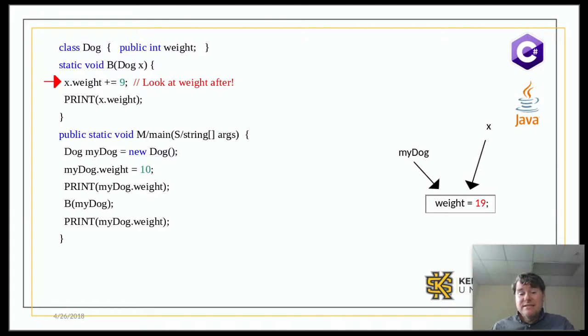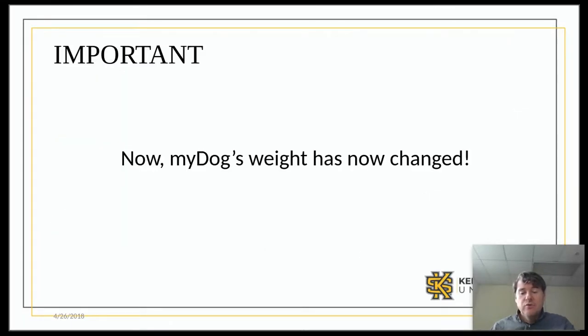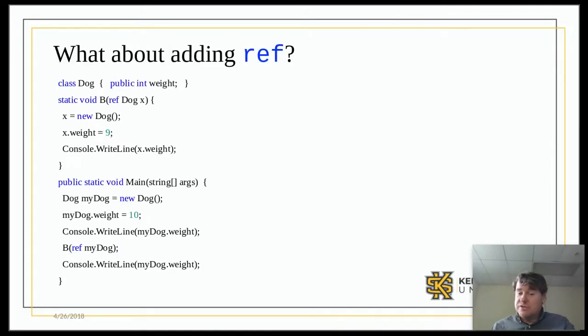So our weight is now 19, and when we print out the weight inside of the method up here, we're going to get 19. And when we print out the weight down here inside of main, even after this has popped off the stack and this variable x has gone away, you can see that my dog still has a weight of 19 inside of there. So the dog's weight changed when we passed a reference to the object.